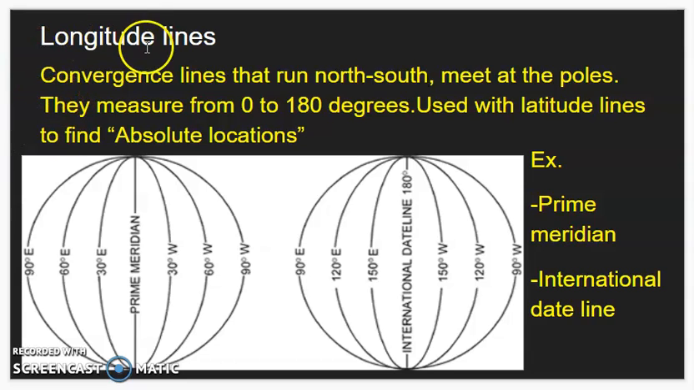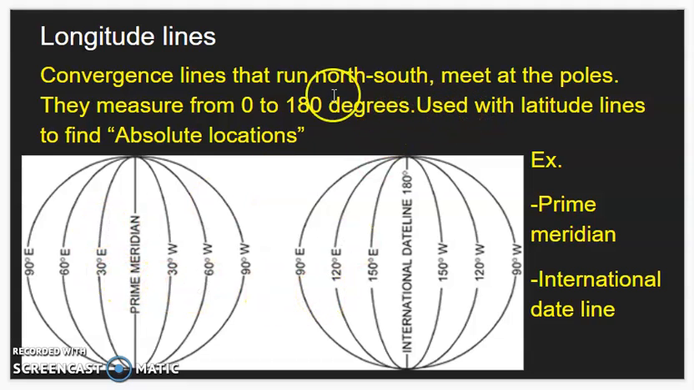Longitude lines. These are convergence lines that run north and south. They meet at the poles. Imagine the slices of an orange. That's the way that longitude lines work. They measure from 0 to 180 degrees throughout.